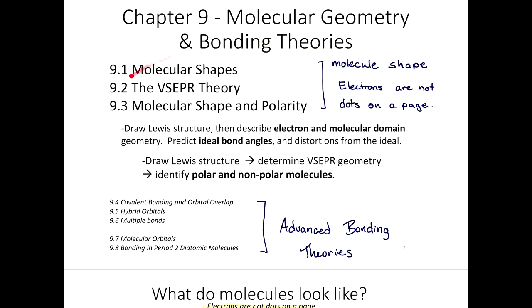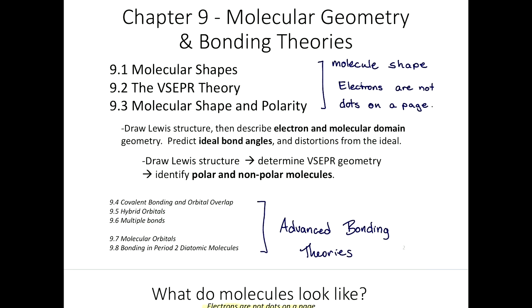First we'll be talking about molecular shapes. The big idea here is that what we draw in the Lewis structure doesn't necessarily show what that molecule looks like in 3 dimensions, in real life. Electrons are not dots on a page. So when we draw a molecule flat with its Lewis structure, it doesn't mean that molecule is flat. We need to think about electrons existing in 3 dimensions.